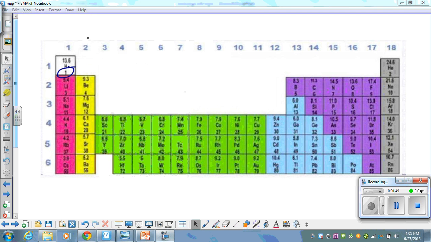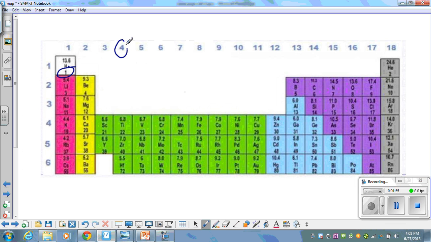The numbers above each column are called group numbers or families. Each family or group is in a vertical column. The numbers beside each row are called periods. So each row going across is a period, and each period and group has a pattern of qualities.